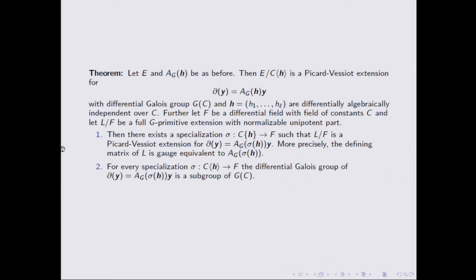We can now state the main theorem. All the stuff above here we have already seen. Now let L be a full G-primitive extension with normalizable unipotent part. Then there is a specialization such that our specialized equation defines this full G-primitive extension as a Picard-Vessiot extension for a specialization of our equation. And this is just a translation that a defining matrix for this extension is gauge equivalent to a specialization. And of course, if we simply specialize, then we get subgroups.